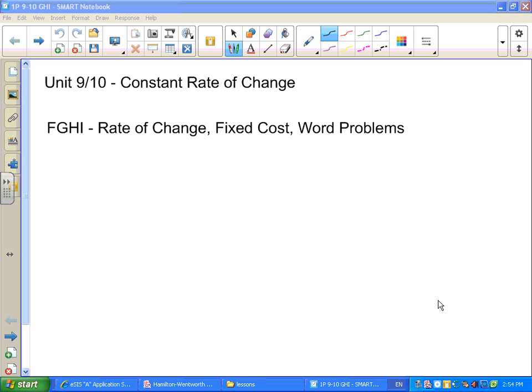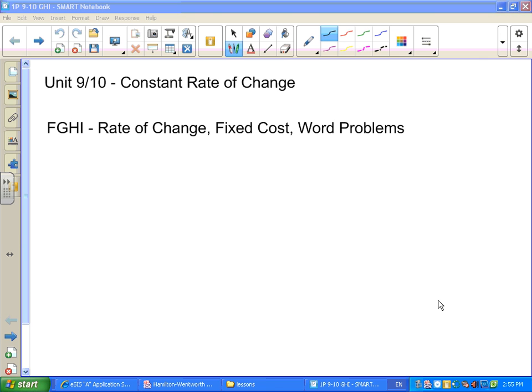All right, so we're still working away on Unit 910 here, looking at systems that have constant rates of change. And what I wanted to do in this lesson was a couple of examples from boxes F, G, H, and I. They all kind of go together. So we want to look at some examples that involve rate of change, and specifically we want to look at what is called this fixed cost.